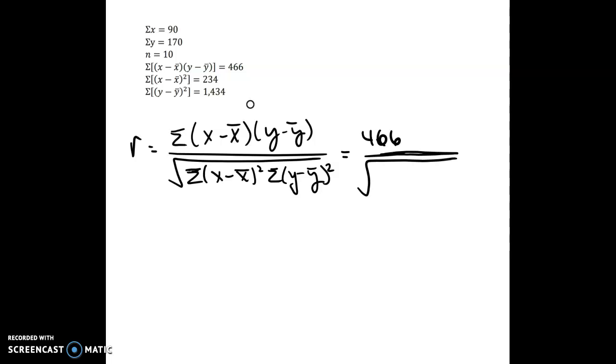bar squared, that is 234, times the summation of y minus y bar squared, that is 1434. Okay, so when I plug this into my calculator, I should get 0.8045 for my value of r, and that's it.